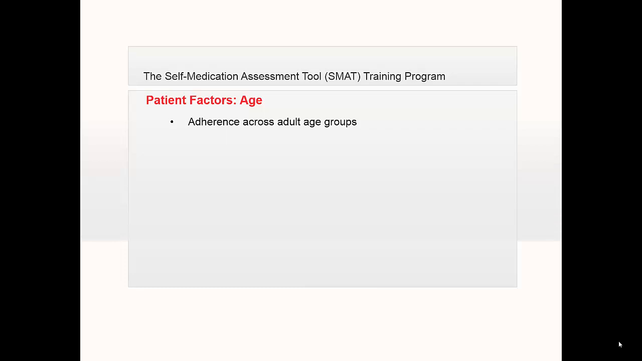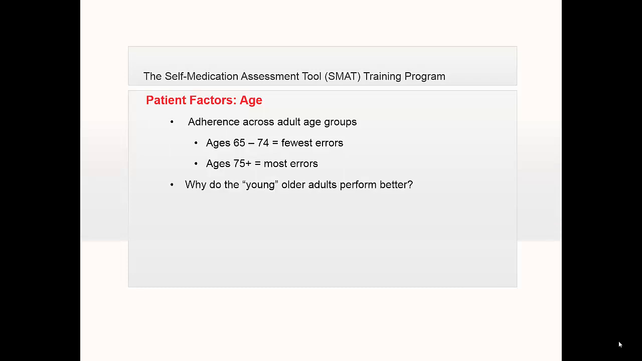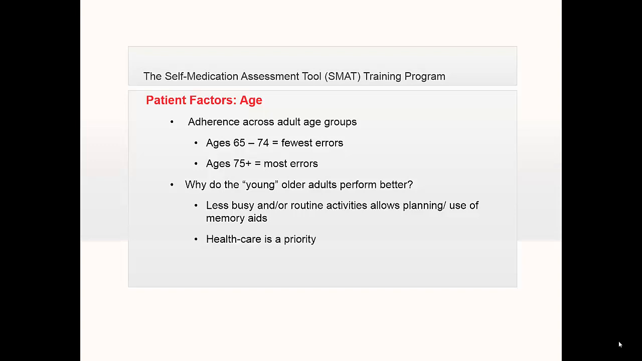Adherence has been found to differ across older adult age groups. Adults between the ages of 65 to 74 have the least errors, while adults ages 75 and up have the most errors. The young older adults are thought to perform better because they are less busy and their routine activities allow for planning and use of memory aids, and also because healthcare is a priority in this group of adults.